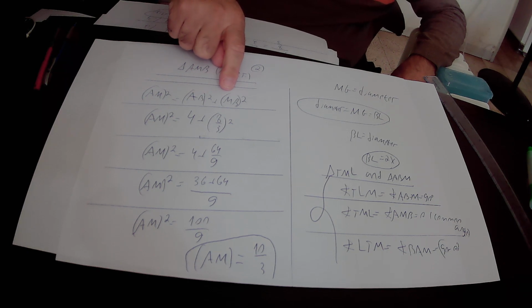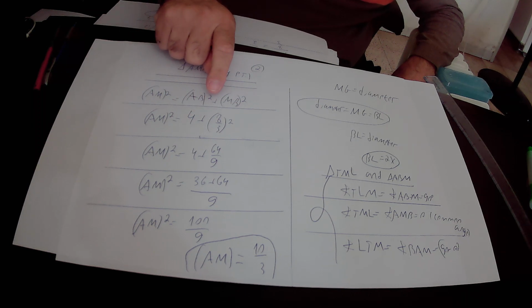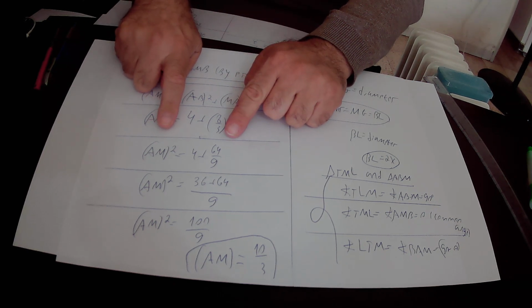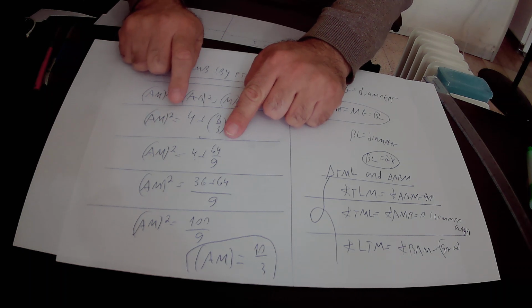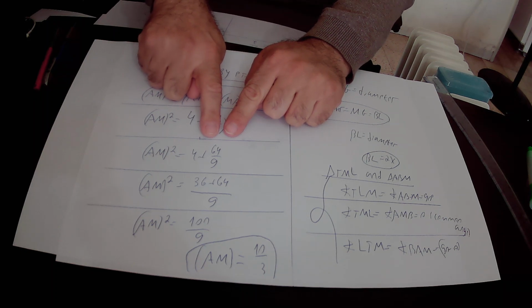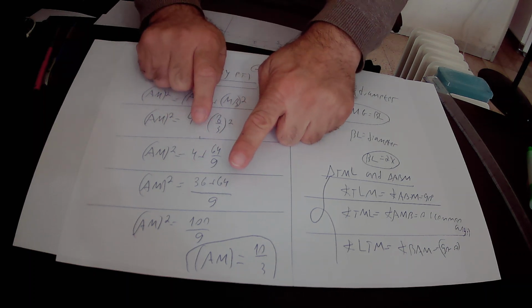MB is 8 over 3, therefore MB square is 8 over 3 square. So AM square equals 4 plus 8 square over 3 square, that is 64 over 9. Then we multiplied 4 by 9 and divided by 9 in order to get a common denominator with 64 over 9. 4 times 9 is 36, so it is 36 plus 64 over 9.